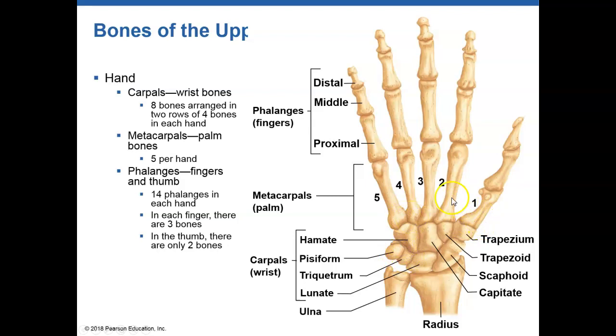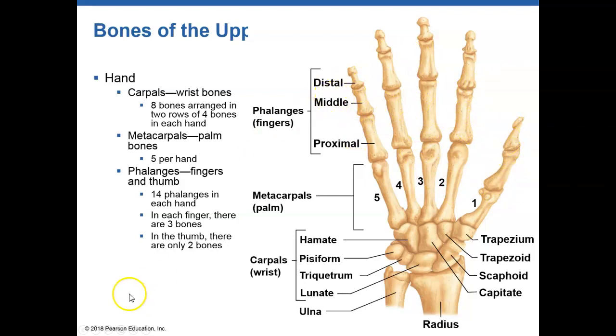Then we have 5 metacarpals. This makes up the palm of the hand. So this is the carpal region or the wrist. This is the palm. And then we have a lot of phalanges. So there's 3 phalanges per finger, 3, 6, 9, 12, and then 2 phalanges for the thumb. So there's 14 phalanges per hand.